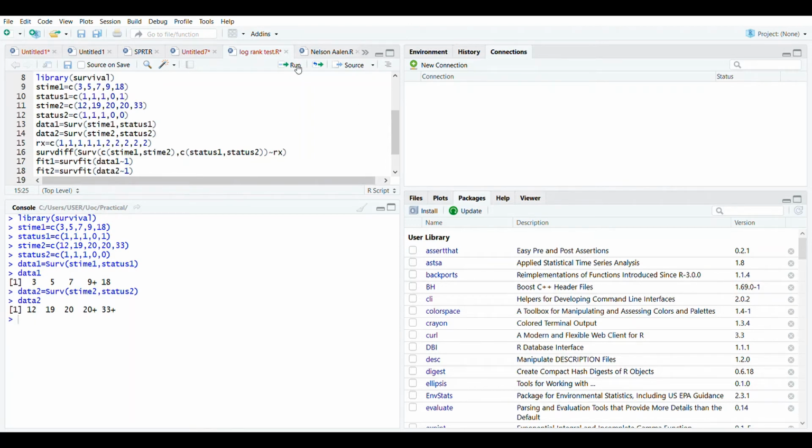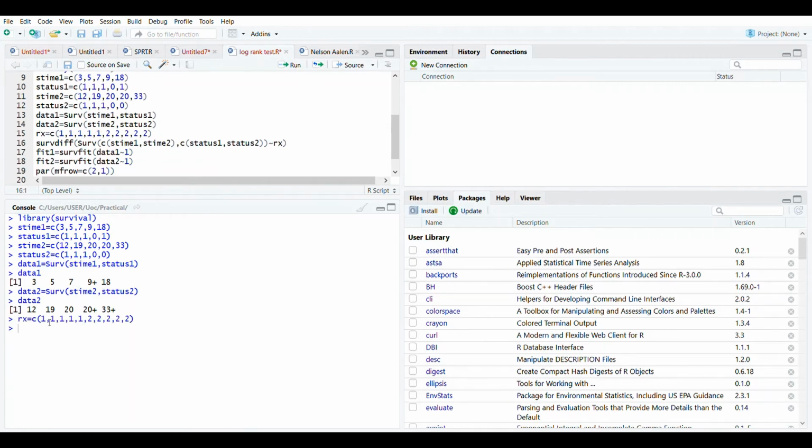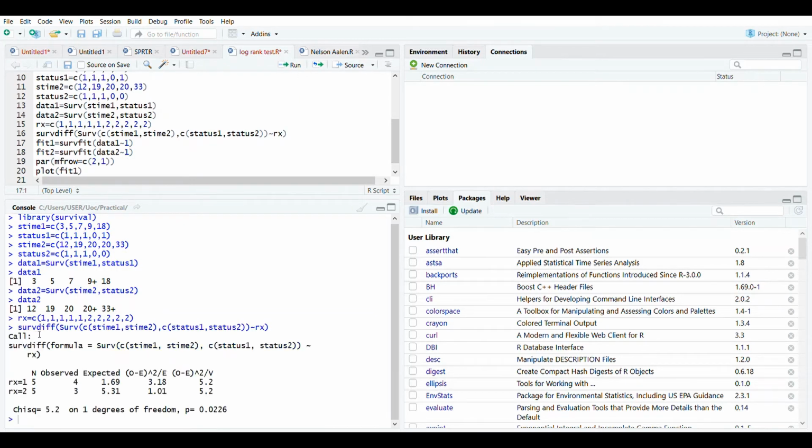Rx = c(rep(1,5), rep(2,5)). That is, here we categorize treatment A as group 1 and treatment B as group 2. So we have 5 observations from treatment A and 5 observations from treatment B. Now, to compute the log rank test statistic, we have to run the command survdiff. Now, look at the summary.